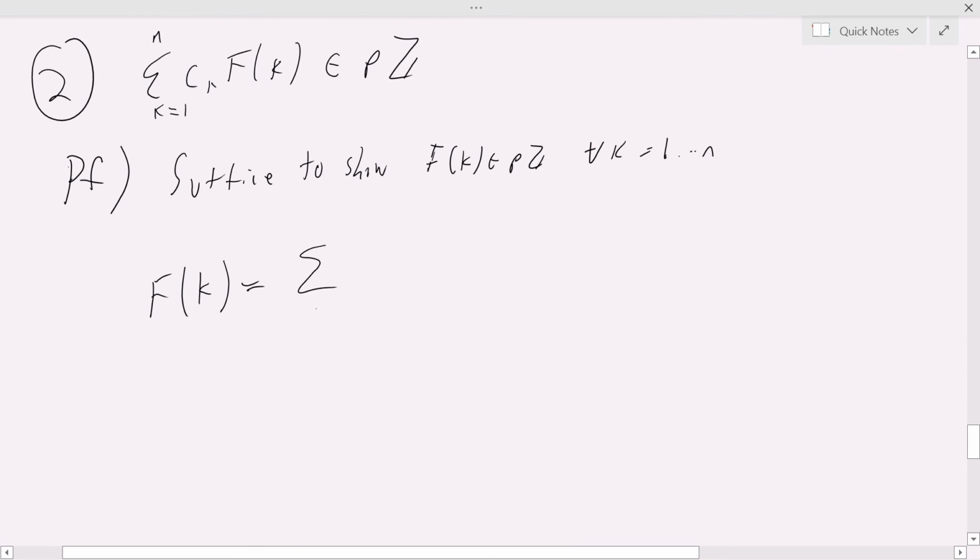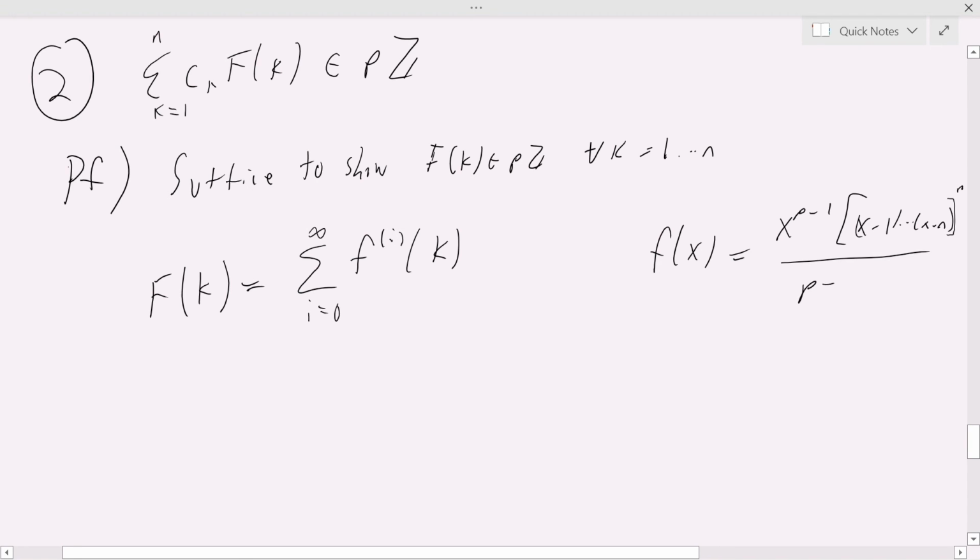And so this is going to be the infinite sum i equals 0 to infinity of all the derivatives evaluated not at 0 this time, but at k instead. And so now, if we just use our function one last time, this is x to the p minus 1 times (x minus 1) up to (x minus n) to the power p, and then that over (p minus 1) factorial. And just like before, we're going to break the function up, although we're not going to break it up in the same way.